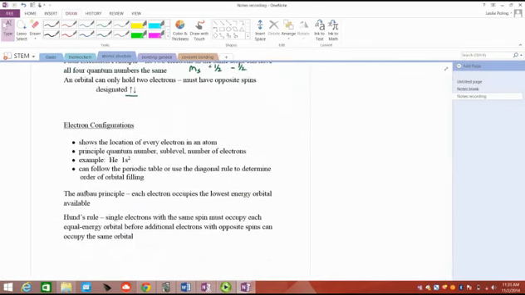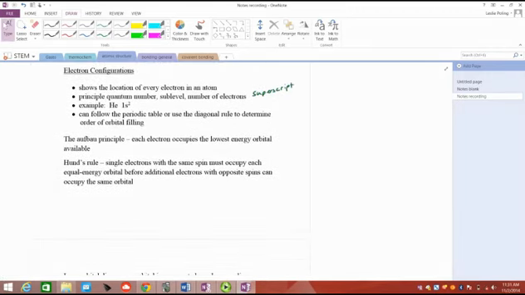So we can use electron configurations, which shows the location of every electron in an atom. It's going to show the principal quantum number, 1, the sublevel, the s, and then the number of electrons, that 2. So the number of electrons is done as a superscript. Okay? Periodic table, it's all organized for you.